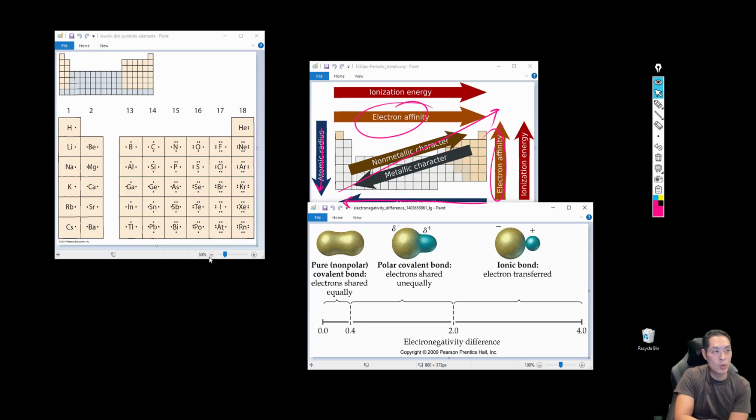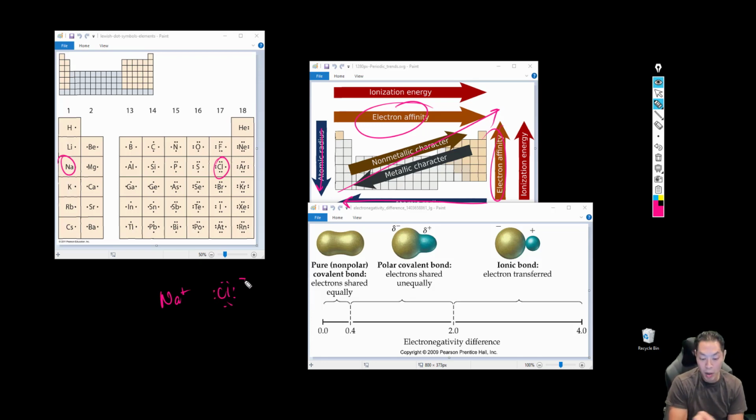So if it's something between these two, let's say sodium chloride, which is our salt, it will be Na+ and Cl, 1, 2, 3, 4, 5, 6, 7, 8, minus, and they're going to attract each other like that. So there's no bond as in they're sharing electrons. They're just bonded because one's a positive charge and one is a negative charge.